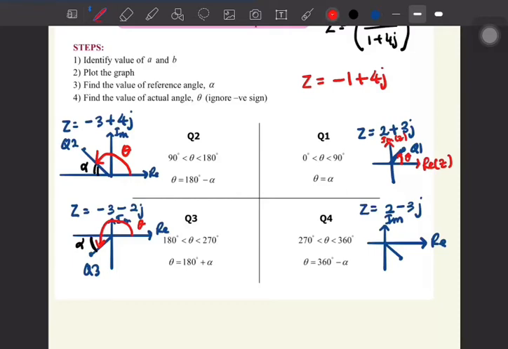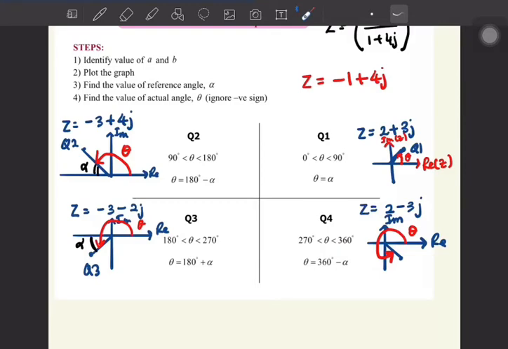So where is your actual angle? From the positive real axis to the complex number. So this is your theta. Since your theta lies in the fourth quadrant, your theta must be between 270 and 360, so greater than 270 and less than 360.